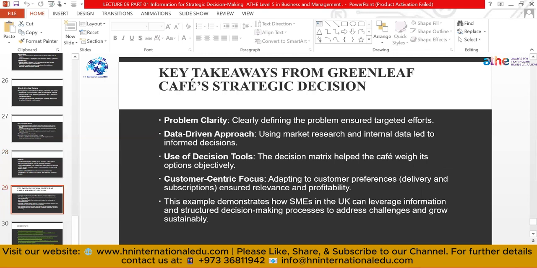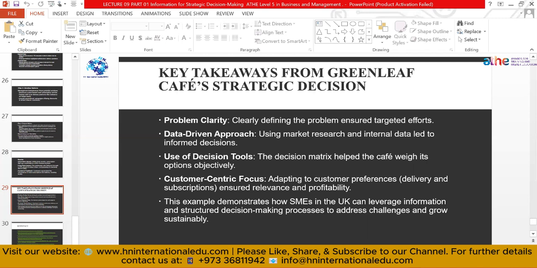So the key takeaways from the Greenleaf Cafe strategic decision: problem clarity. These are the points which you can mention in your work as well. Clearly defining the problem ensured targeted effort. You're going to first pick up the problem and then work on it. Data-driven approach: using market research and internal data led to informed decisions. Use of decision tools: the decision matrix helped the cafe weigh its options objectively. Consumer-centric focus: adapting to consumer preferences, delivery and subscription, ensured relevance and profitability.